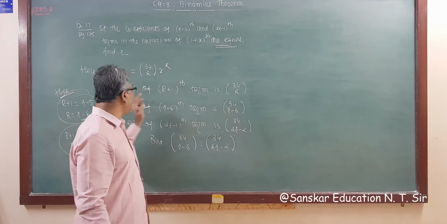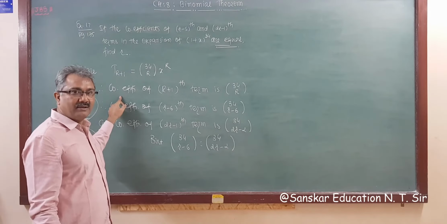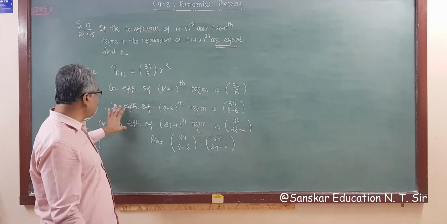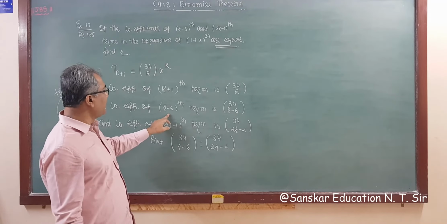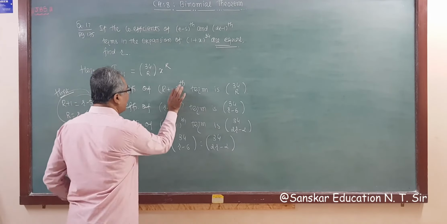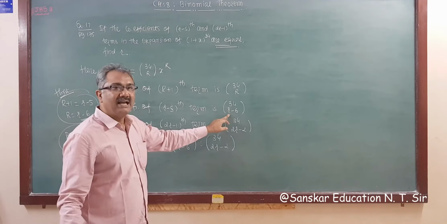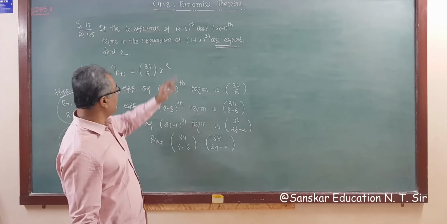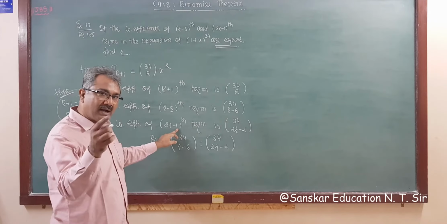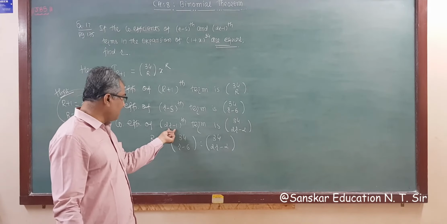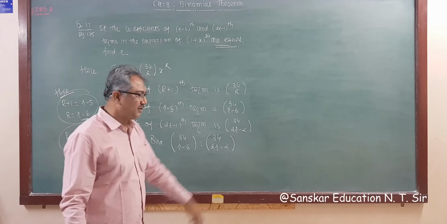1 R less. That's why I am writing this as a hint. No need to write this also. Directly you can write the coefficient of R minus 6 term, right? Sorry, R minus 5 term is 1 R less, that is 34C R minus 6, and twice R minus 1, 1 R less. So minus 1 you have to do. Subtract 1. So you will get twice R minus 2.